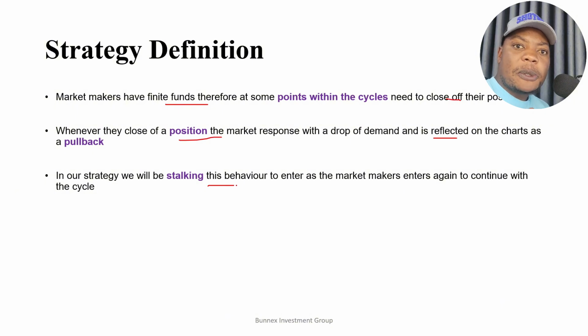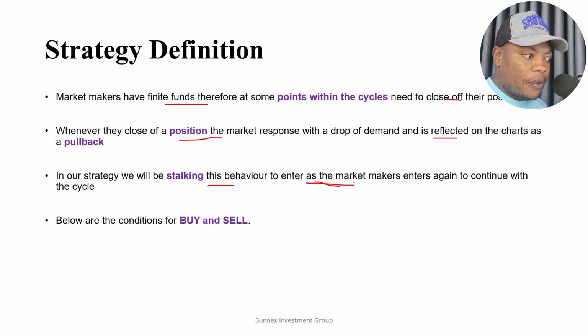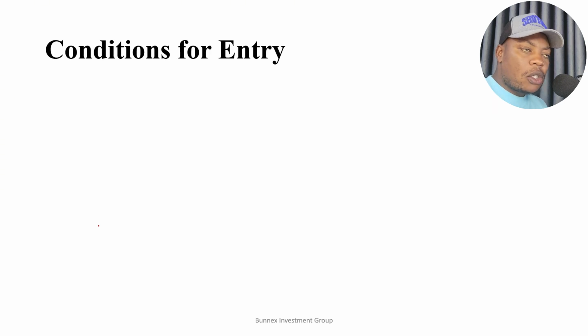So in our strategy, we'll be stalking this behavior. What we want to see is that impulse, and then when they are pulling back, we want to get into the market as they are adding in their positions. So we want to enter as the market makers enter again to continue with the cycle. Below are the conditions for buy and sell. At this point, you need to pay much closer attention so that you can comprehend what I'm trying to put across. All right, so here are the conditions of entry. We are going to go step by step so that you can replicate it.